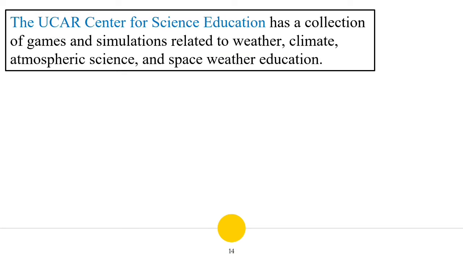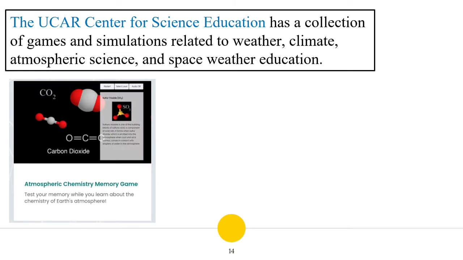For example, the website of the UCAR, or UCAR Center for Science Education, has a collection of games and simulations related to weather, climate, atmospheric science, and space weather education. For example, the Atmospheric Chemistry Memory Game. This can test your memory while you learn about the chemistry of Earth's atmosphere.